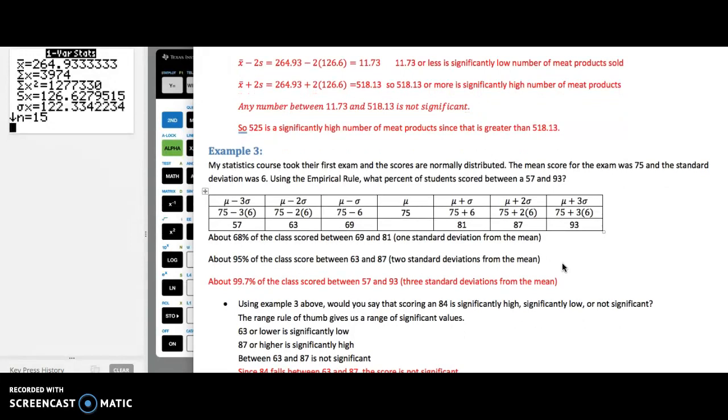So using example 3 above, would you say that scoring an 84 is a significantly high, a significantly low, or not a significant score? Well, the range rule of thumb says if we go out 2 standard deviations, so if we subtract 2 standard deviations, that's here, 63. If we add 2 standard deviations, that's here, 87.